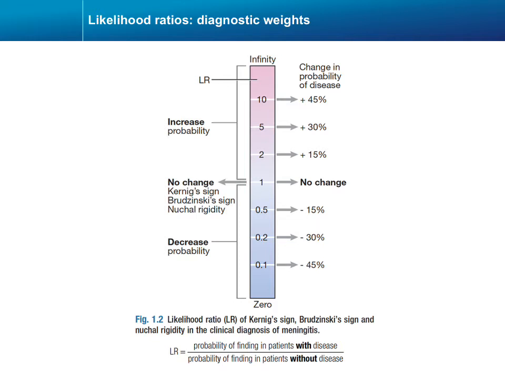Now, likelihood ratios are clinical diagnostic weights. A likelihood ratio of greater than 1 increases the probability of disease. The higher the value, the greater the probability. An LR of less than 1 decreases the probability of disease. And likelihood ratios are developed against diagnostic standards, for example, lumbar puncture results in the case of meningitis, chest x-ray results in the case of pneumonia. So they don't exist for everything, but they do exist for many things. And likelihood ratios illustrate how an individual clinical finding changes the probability of a disease.